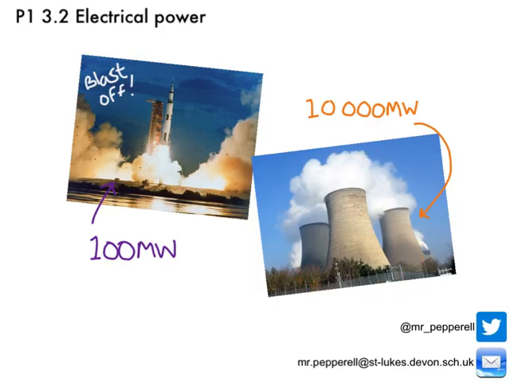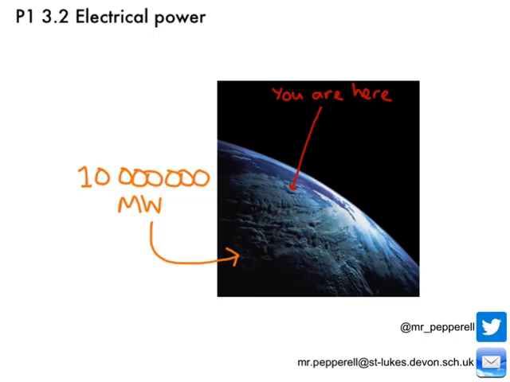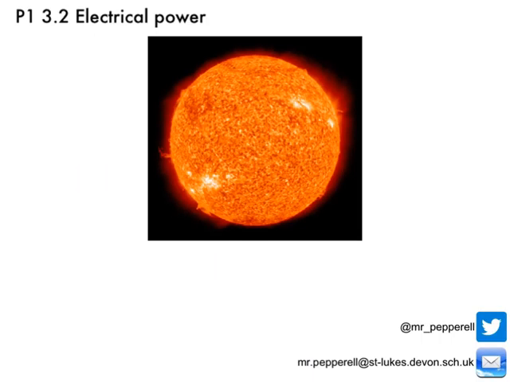But it gets even more powerful than that. Here is the planet you live on, planet Earth, and the energy demand of the planet Earth every single second is 10 million joules of energy needing to be transferred every second. So our planet is actually a 10 million megawatt planet. That's how much energy we need to transfer every single second. But that's not the biggest wattage in our solar system.